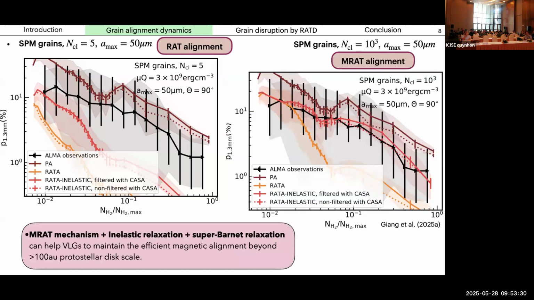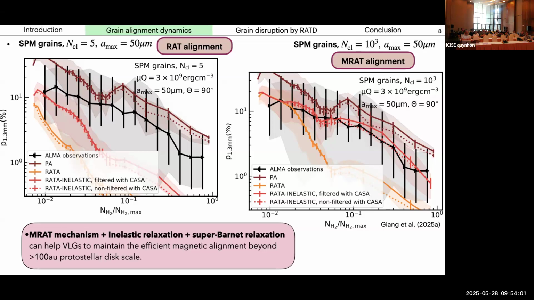Then we increase the number of iron atoms inside each cluster from 5 to 10 to the 3. In this configuration, the grain will be aligned with the magnetic field by the MRAT mechanism. Because of MRAT, grains can almost have perfect alignment with the magnetic field. So it generally increases the polarization fraction from around 5 in the envelopes to 10s, which matches rather well with the observation range in the envelope.